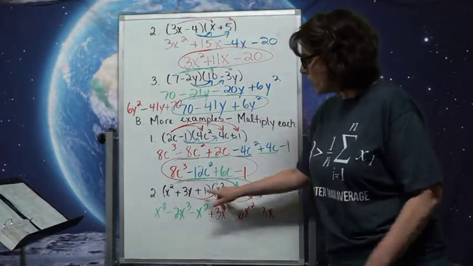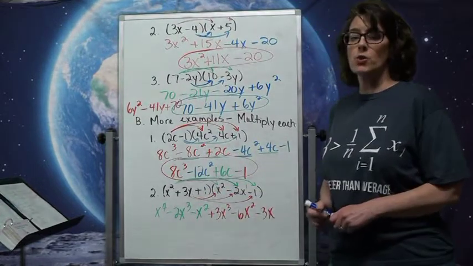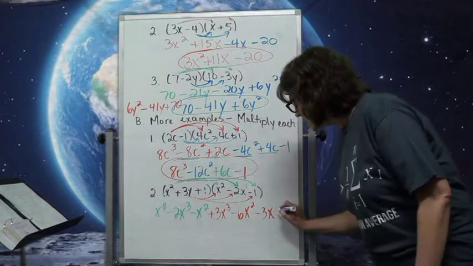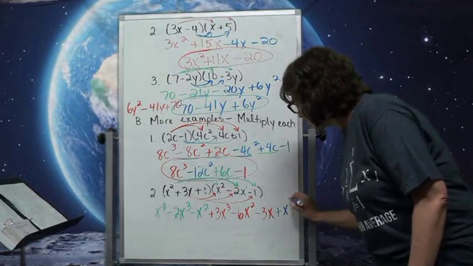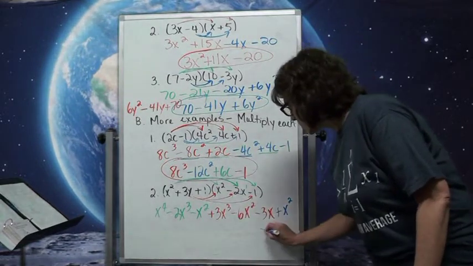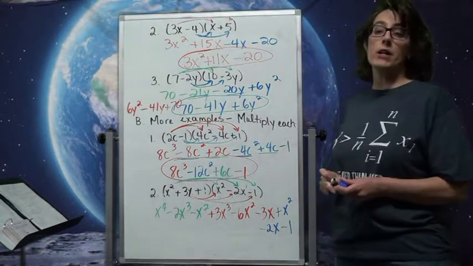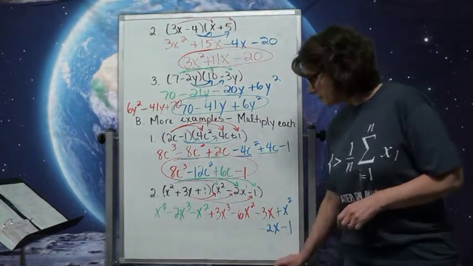So I'm going to take that 1 and I'm going to distribute him to every single term. And 1 times anything is itself. So that x squared will carry down. That negative 2x will carry down. And that negative 1 will carry down. And now I'm ready to combine up my like terms.